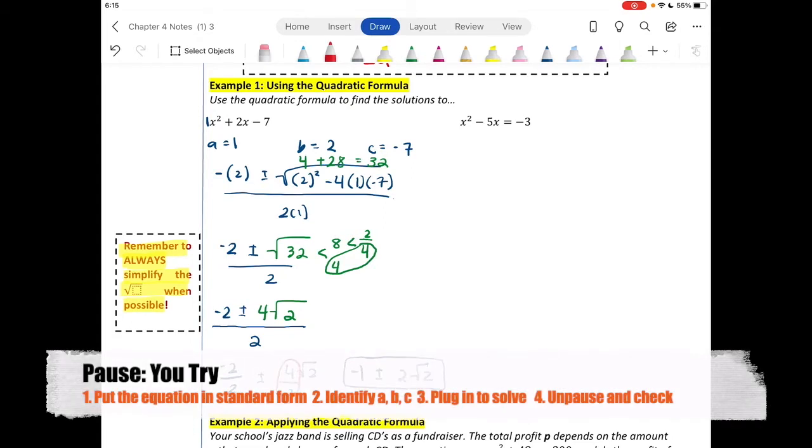For the second quadratic, I want you guys to pause the video, put the equation in standard form, then plug it into the quadratic formula. Then come back and check your final answer.